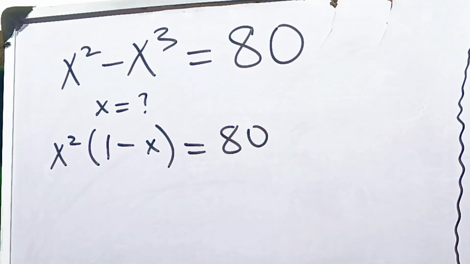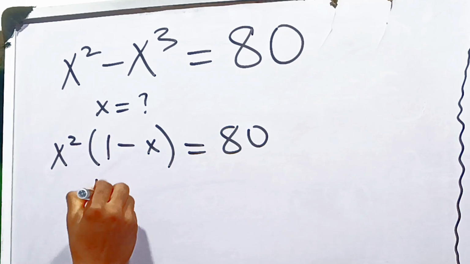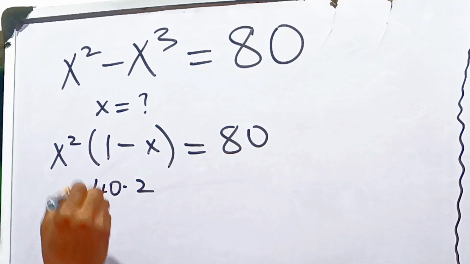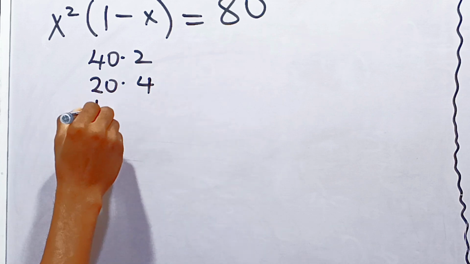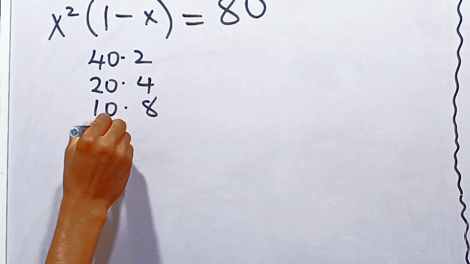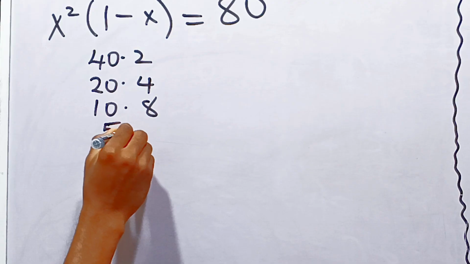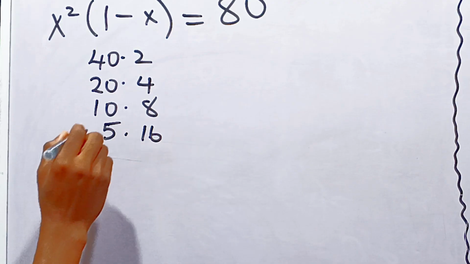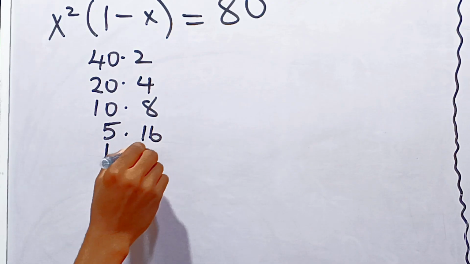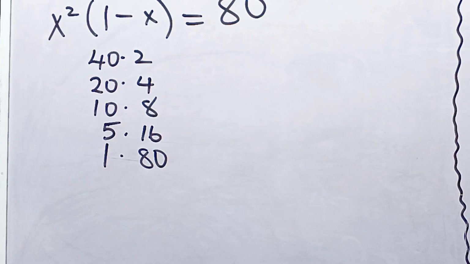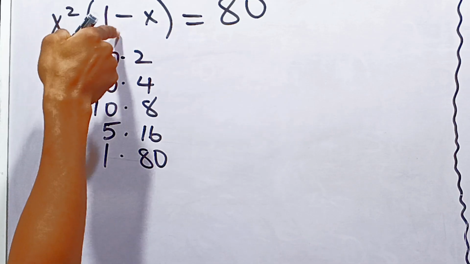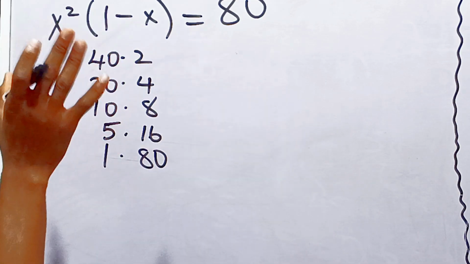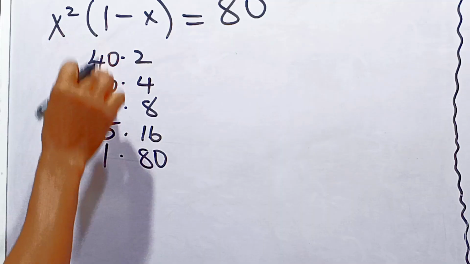Now, outline the multiples of 80. We have 40 times 2, 20 times 4, 10 times 8, 5 times 16, and 1 times 80. Okay? So, we can do something here. We can say that x squared should be greater than 1 minus x. Now let's find the perfect squares amongst these multiples.